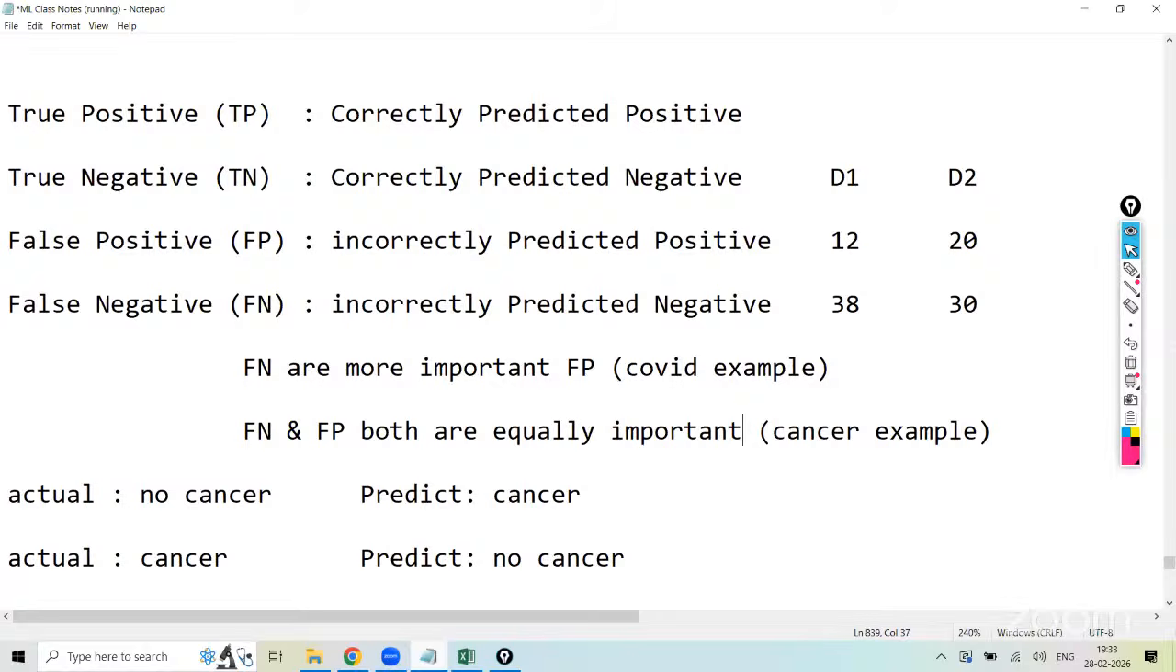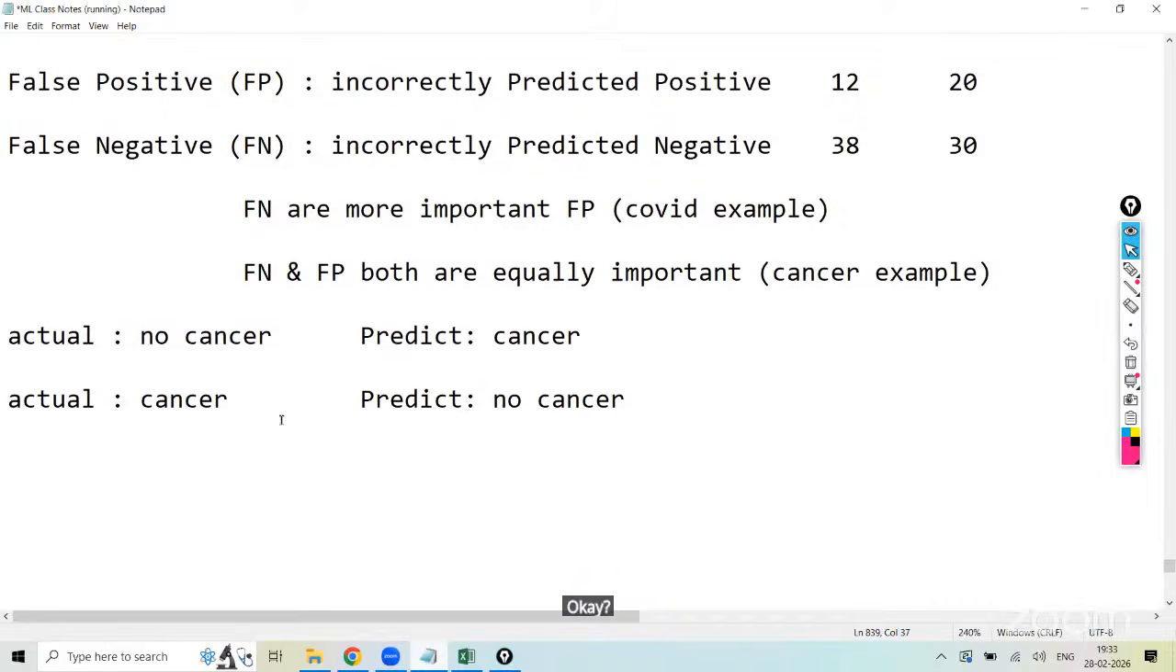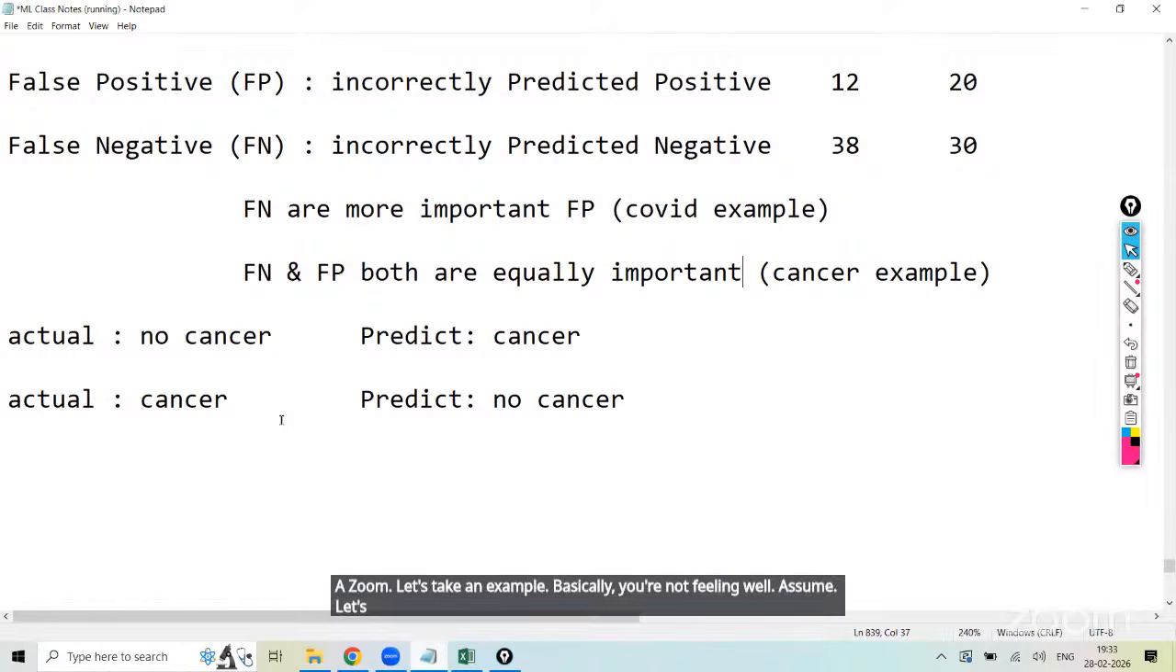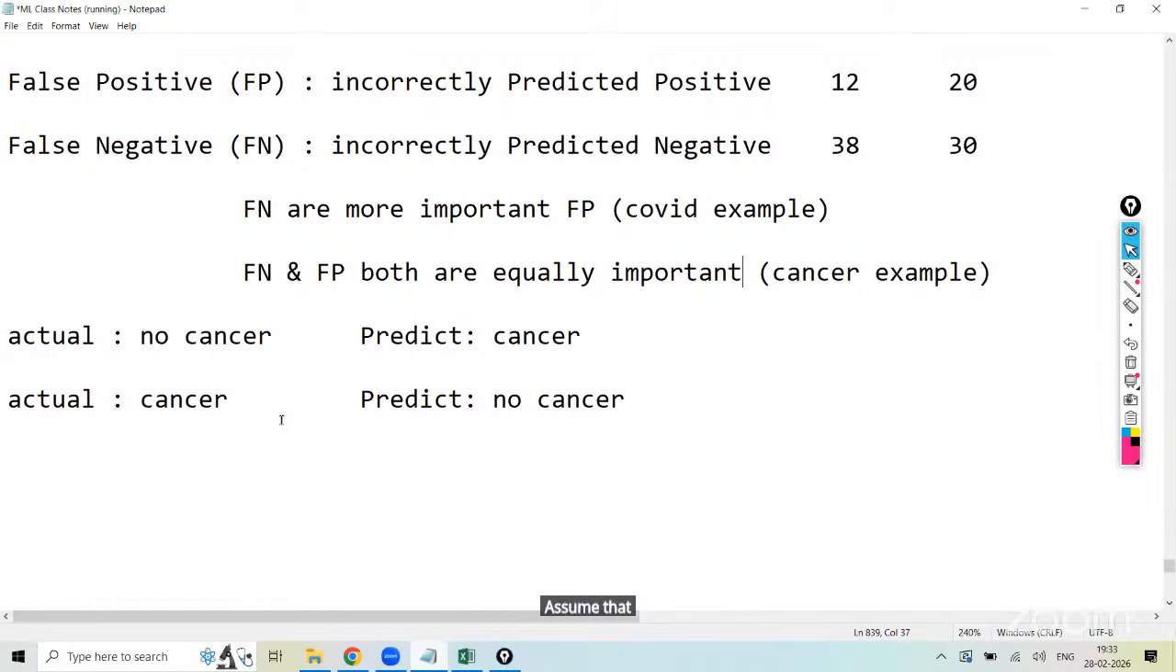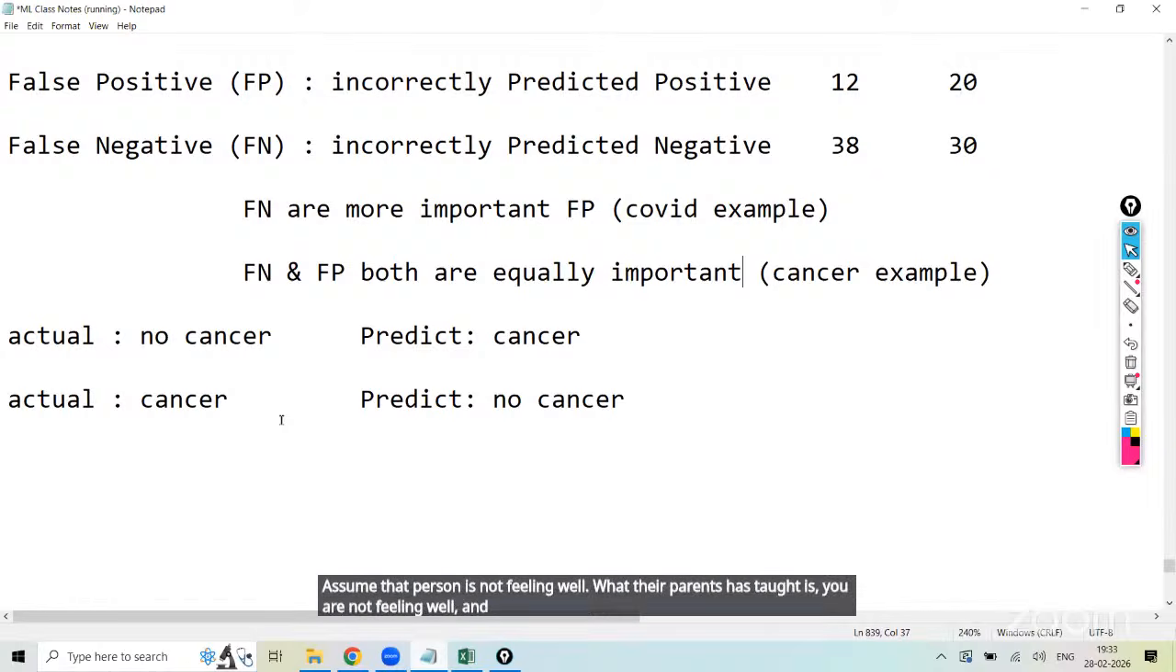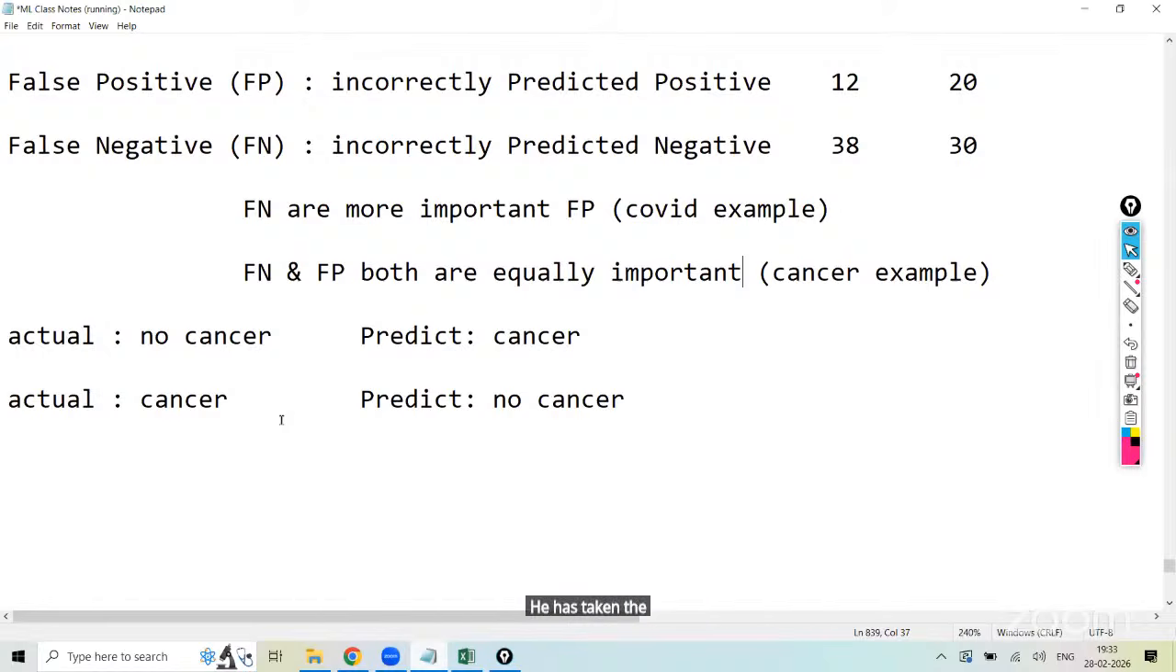Okay? Both are not the same. Assume, let's take an example. Basically, you're not feeling well. Assume you miss some XYZ person, not you. My intention is not you, XYZ person. Assume that person is not feeling well. What their parents have taught is, hey, you are not feeling well and you're having some problem, and they have given some Dolo 650. He has taken the Dolo 650. Is there any problem? If temperature is there, it will reduce.